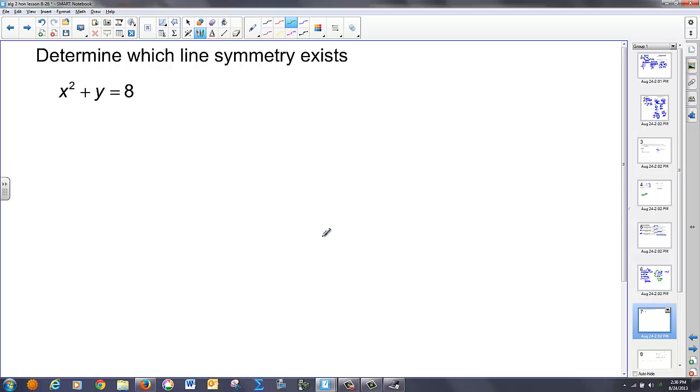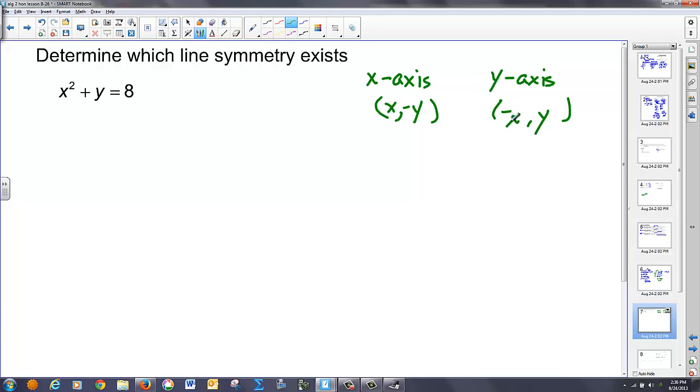Let's see if we can determine which kind of line symmetry exists. Remember the tests for x-axis symmetry? We said x remains the same, y is the opposite. And for y-axis symmetry, we said y remains the same, but the x value is opposite.